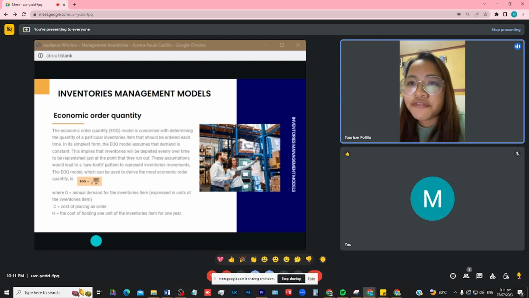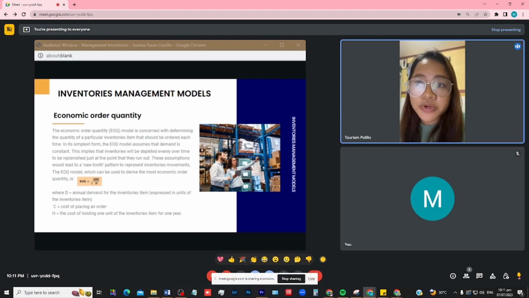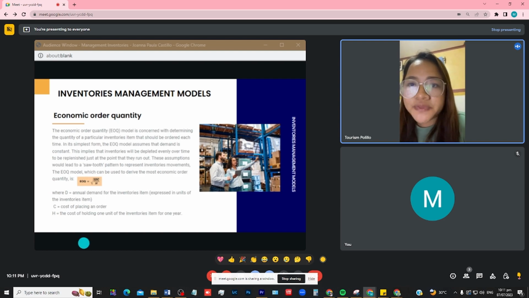The first inventory management model that we will discuss is the economic order quantity. The economic order quantity, or the EOQ model, is concerned with determining the quantity of a particular inventories item that should be ordered each time. In its simplest form, the EOQ model assumes that the demand is constant. This implies that inventories will be depleted evenly over time to be replenished just at the point that they run out. These assumptions would lead to a sawtooth pattern to represent inventories movements.